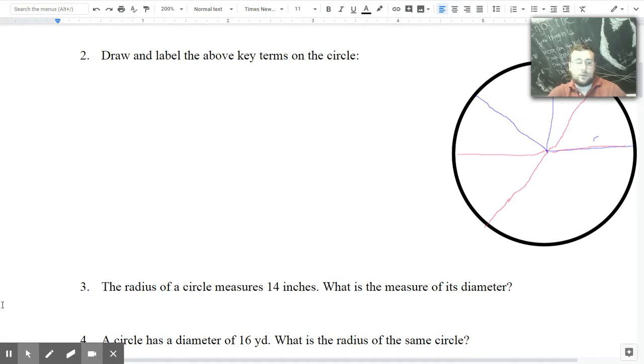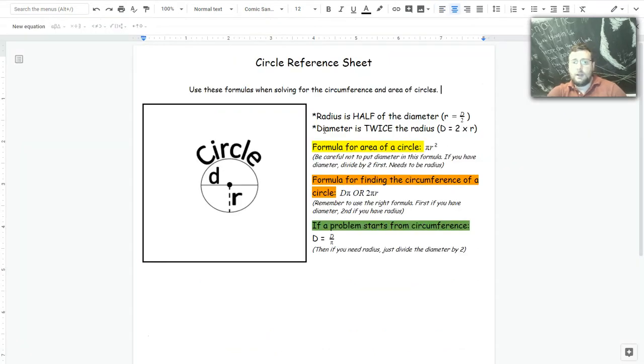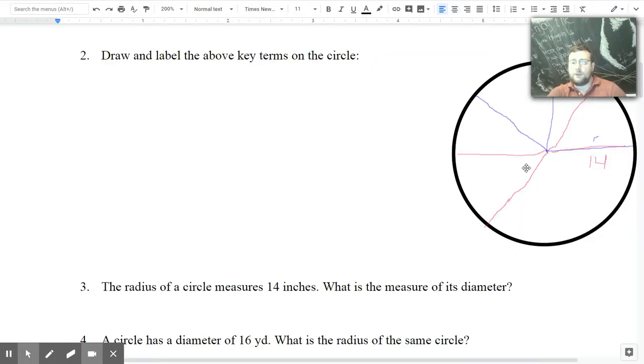Now, if the radius of the circle measures 14 inches, what's the diameter? So I'm telling you in the circle here that radius right here is 14. So if that's the case, what's the entire diameter? Now remember, diameter is twice the radius, or just 2 times the radius. So therefore, this should be 28, right? Because it should just be 2 times 14, right? Which is 28.